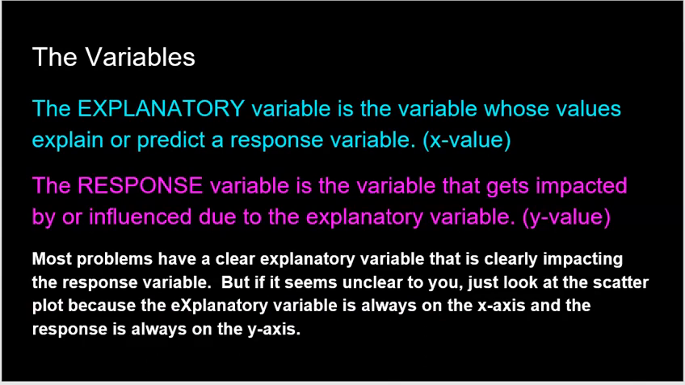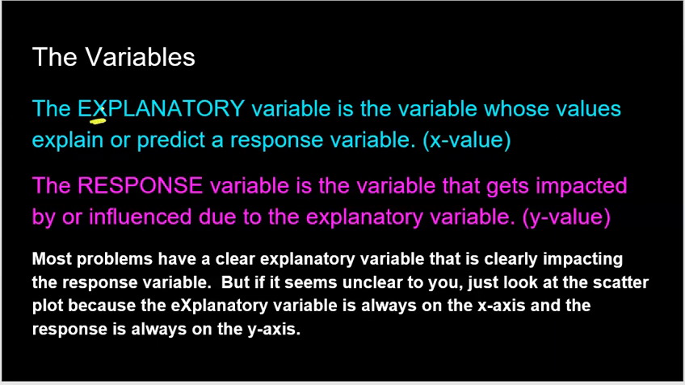Well, here are the two variables that we are going to define. The explanatory variable is the variable whose values explain or predict a response variable. This is the X. Think explanatory. It's really kind of hard to mess that up. Explanatory is the X variable.